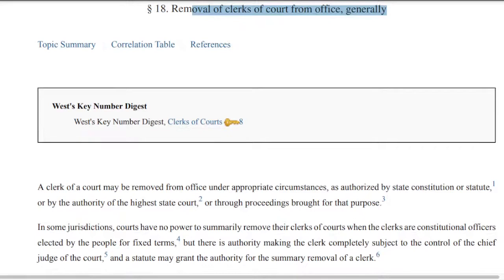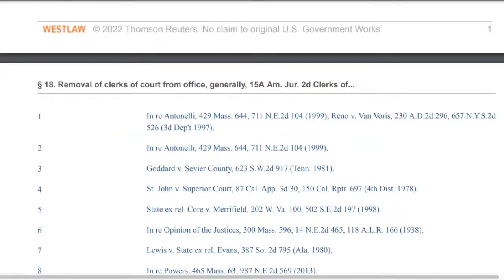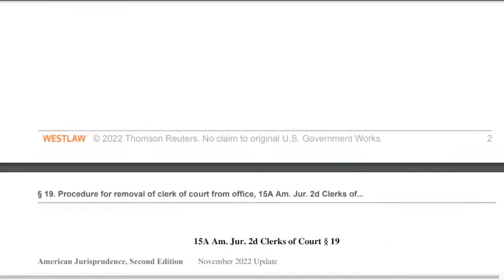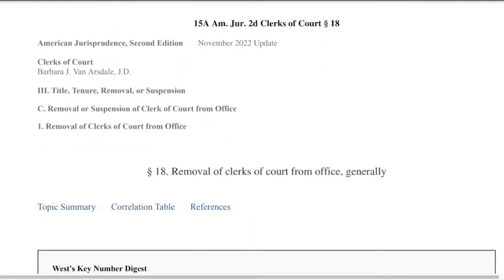So now we're getting into Section 18 here, and now we can start to get into the liabilities and the removal of them. So a clerk of court may be removed from office under appropriate circumstances as authorized by state constitution or statute or by the authority of the highest state court or through proceedings brought for that purpose. So this is going to be a good place to leave off for next time, because we're going to get to the procedure for removing the clerk, and this is going to be more about the liability side of it that we were talking about. But I really want to get through the foundational aspects of the nature of this office here. So once we understand the nature of the office of the clerk of court, we can start to understand.